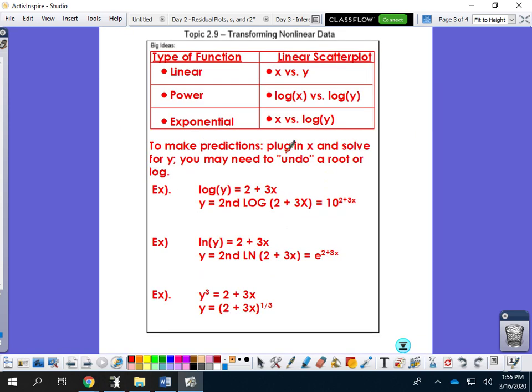So let's look at this page. So far, we only have three types of functions that we do here. Linear, which is just y equals a plus bx. Power would be like y equals x to the third, some sort of power, x to the b. And then exponential is y equals b to the x. So the x is up there. So I'll just put a b here.